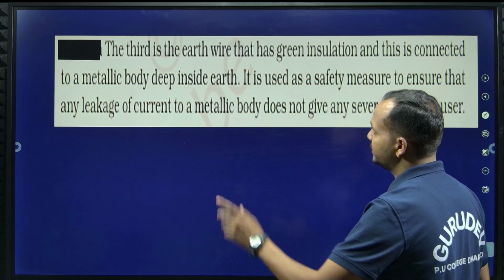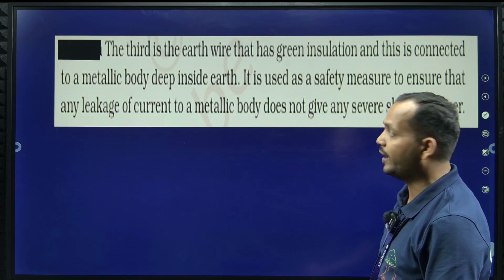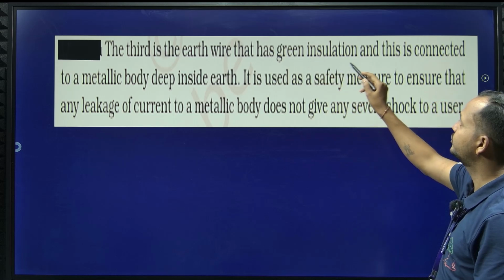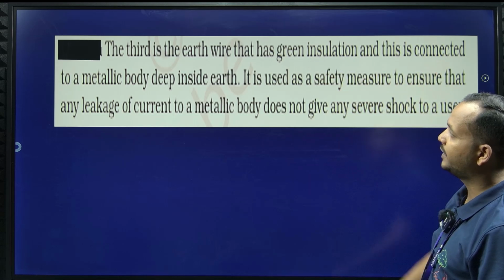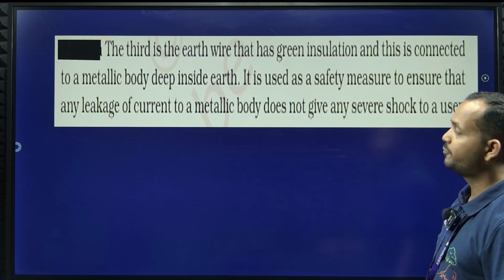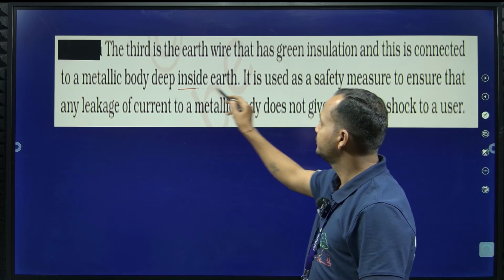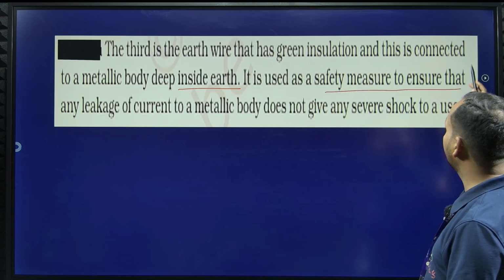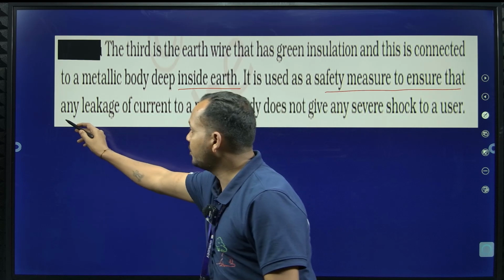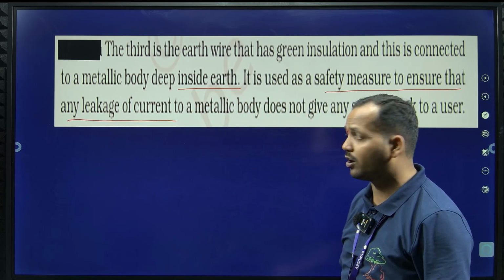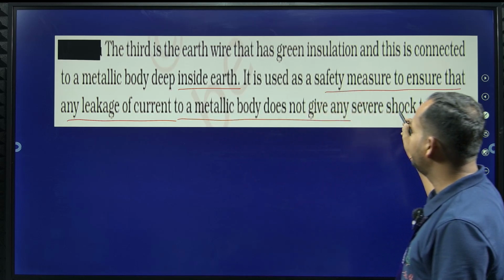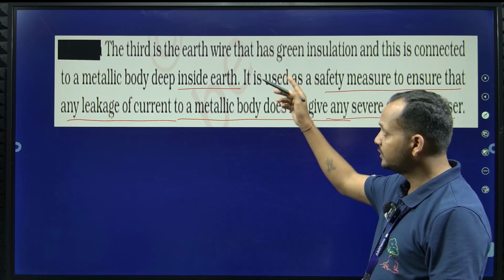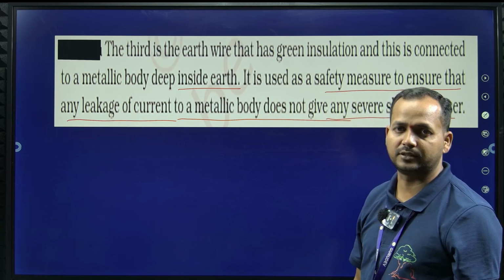Then the next, third question: what is the use of earthing, the earth wire? The third wire is the earth wire that has green insulation, and it is connected to the metallic body and buried deep inside the earth. Why? It is a safety measure to ensure that if any leakage of current occurs, it does not give any severe shock to the user. That's why the third wire is connected to the earth, right?